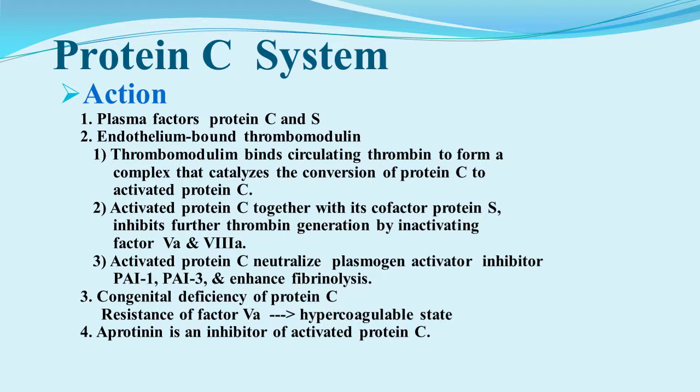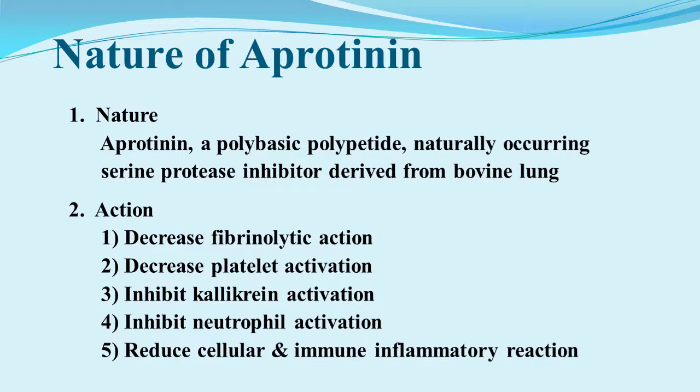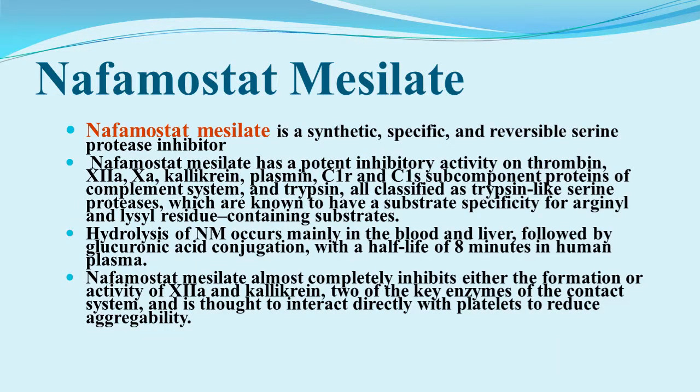Congenital deficiency of protein C, resistance of factor 5A, hypercoagulable state. Aprotinin is an inhibitor of activated protein C. Nature of aprotinin: aprotinin is a polybasic polypeptide, a naturally acting serine protease inhibitor derived from bovine lung. It decreases fibrinolytic action, decreases platelet activation, inhibits kallikrein activation, inhibits neutrophil activation, and reduces cellular immune reaction.